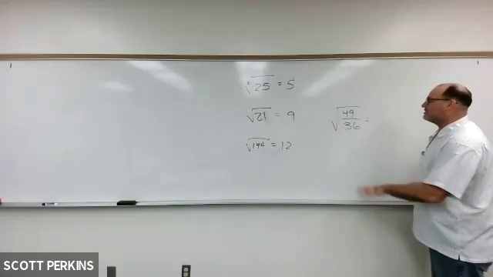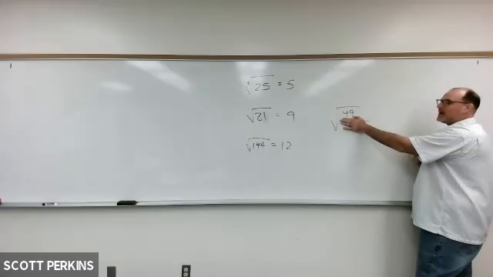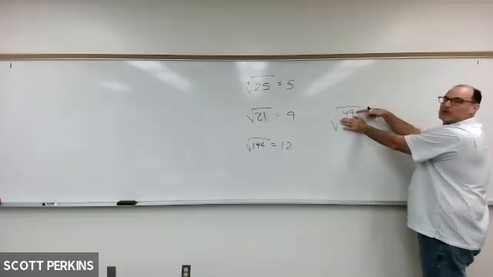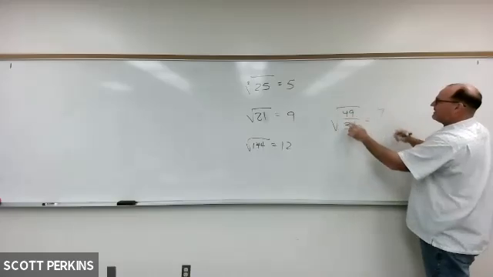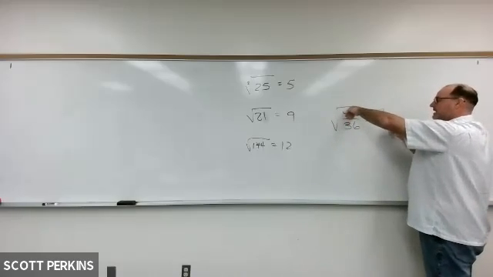The fraction I put up here is just so that you know, don't be intimidated. I know we hate fractions, but when you have it there, just consider the top and the bottom separately. So the radical 49 is what? 7, and then 36 is going to be 6.